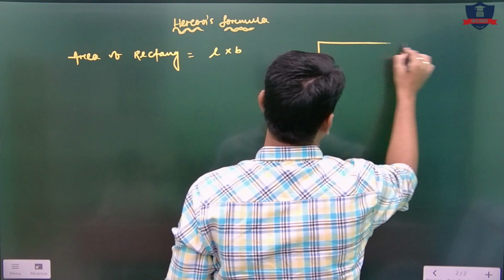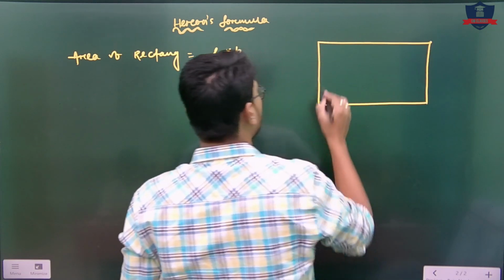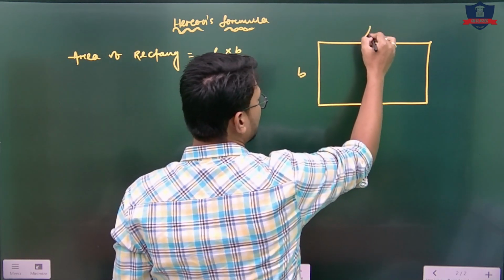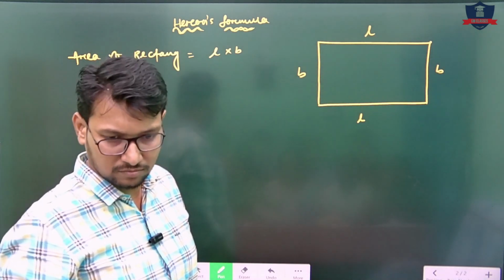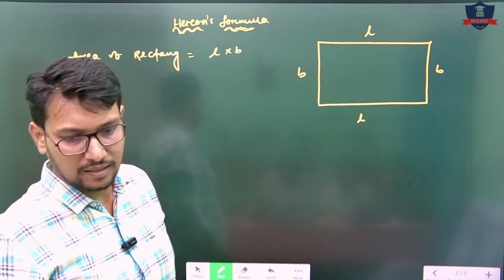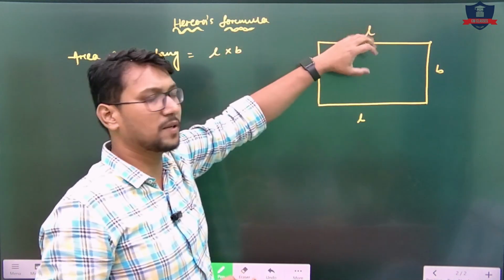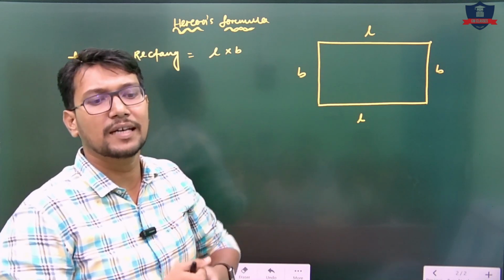If this is a rectangle, then its area is what? If we take this as length and this as breadth. You know this is also length and this is also breadth. Okay. Check karo this figure. So L into B is the area of which one? Rectangle.